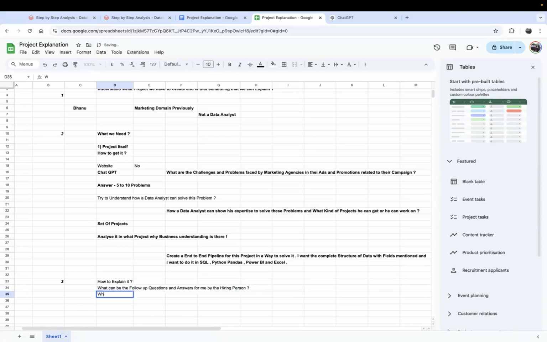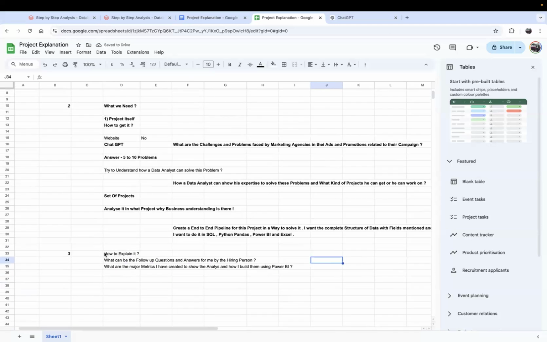And third will be, what are the major metrics I have created to show the performance or to show the analysis, and how I built them using, if you are good in Power BI, you can write Power BI. If you are good in Tableau, you can write Tableau. So I'm writing Power BI here. So this is our step 3.